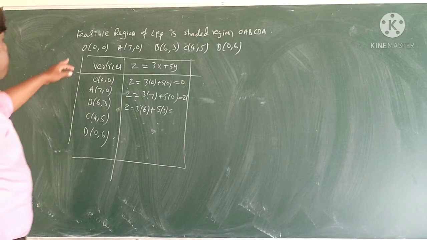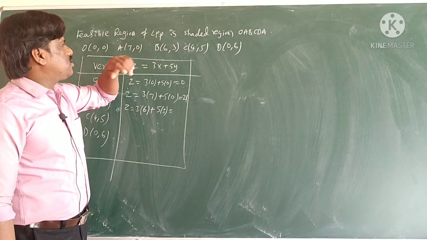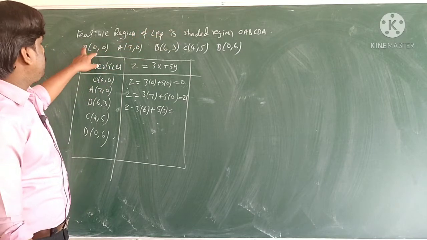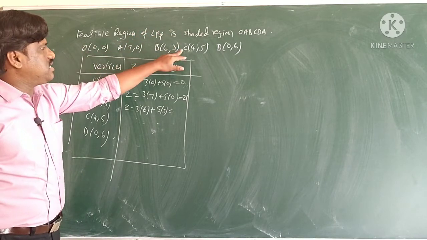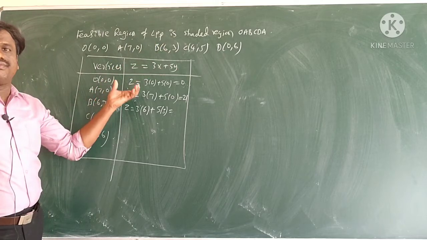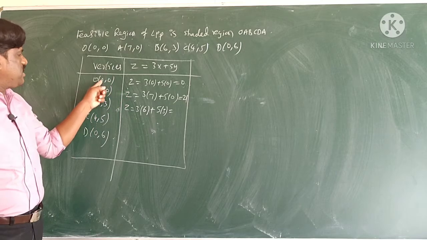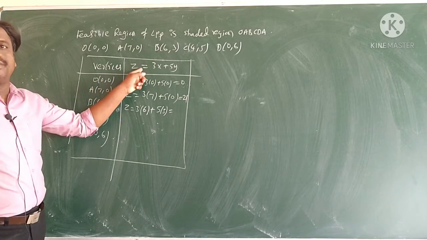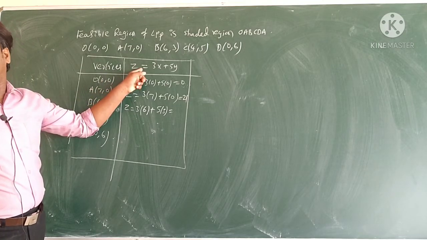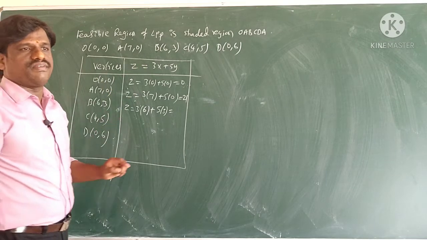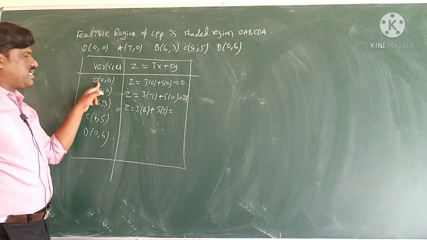Sir, the feasible region of the LPP is shaded in the region we got from the graph. O, B, C, D, A. O vertex, A vertex, B, C, D we wrote. Now we have to find the maxima or minima. So we write the vertices here, then we take the objective function Z, which is given, the profit function. Z is equal to how much? They have given 3x plus 5y. So substitute the first vertex in this.